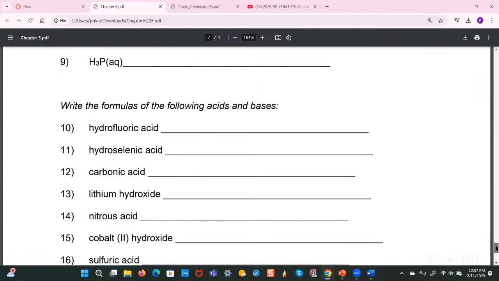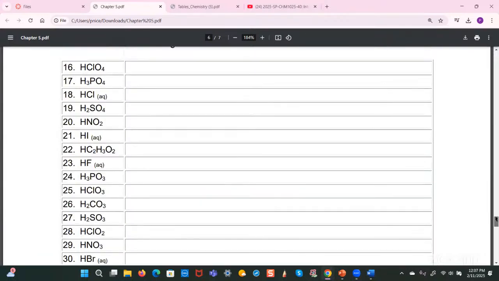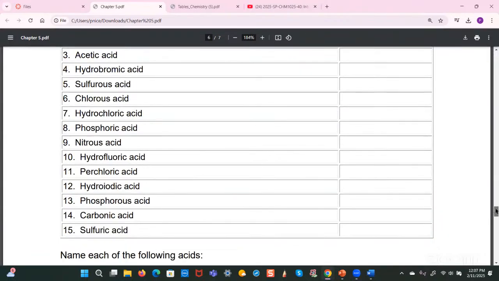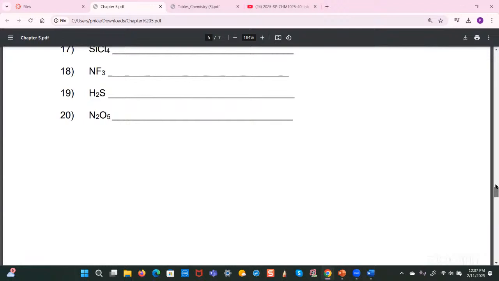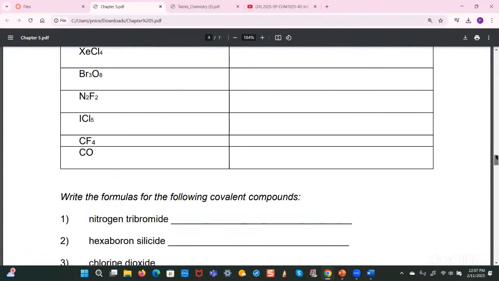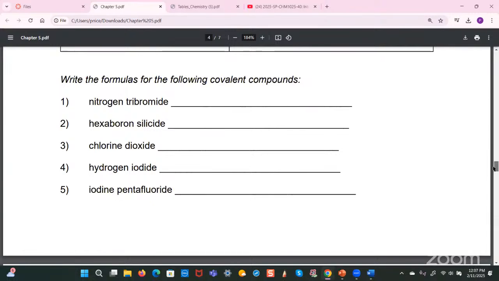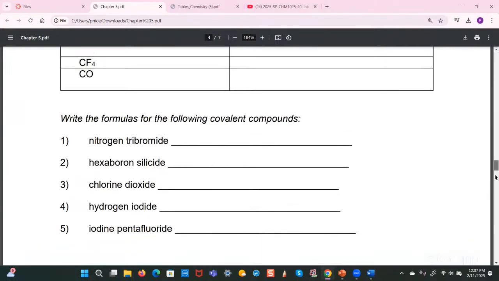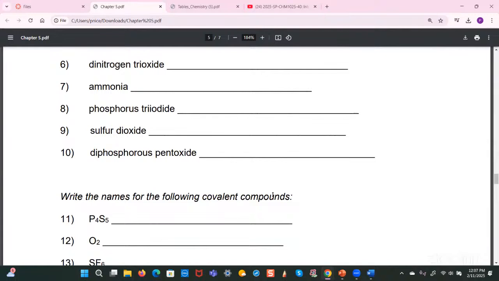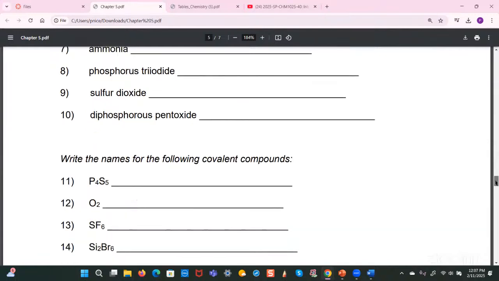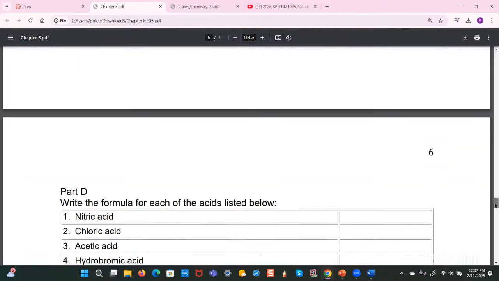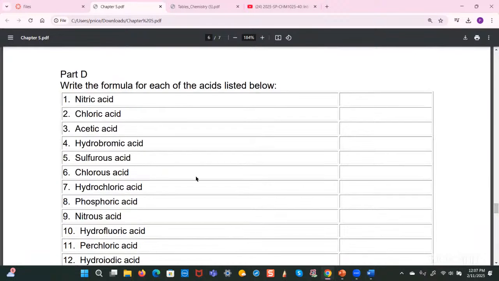All right, so I'm going to end it for today. What I want you guys to do is to attempt this table here, and this here where it says write the formulas for the following compounds, and then here where it says write the names of the compounds. And then we're going to look at how we name acids next class.